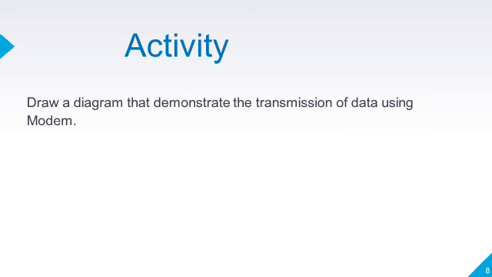At the end, you have to perform an activity. You have to draw a diagram that demonstrates the transmission of data using modem. How is it working, how the data is converted into analog form, and how it is converted back into the digital form.